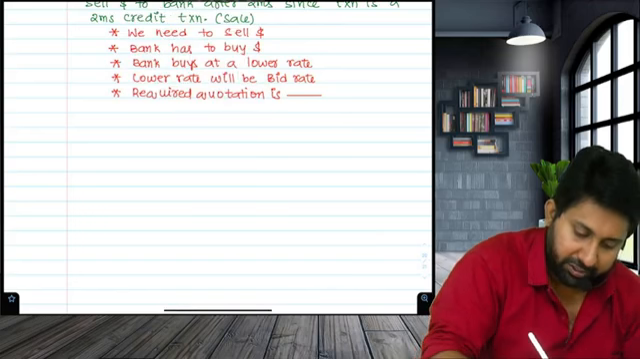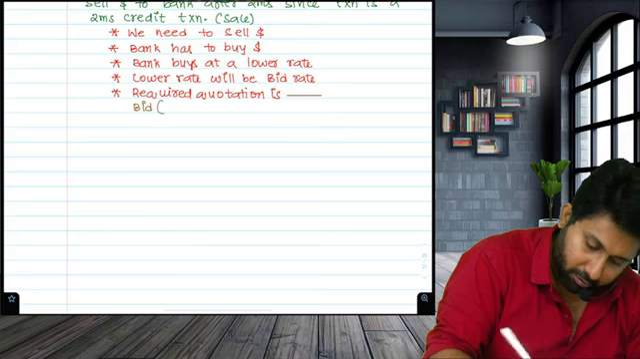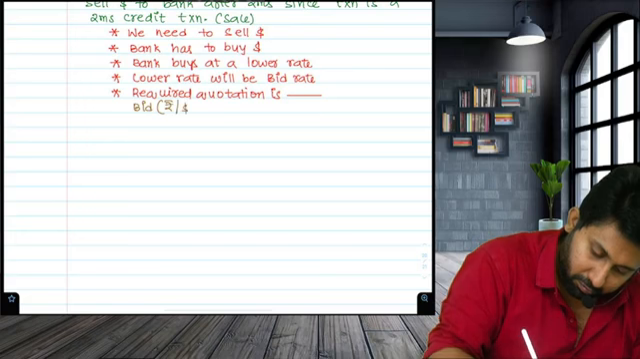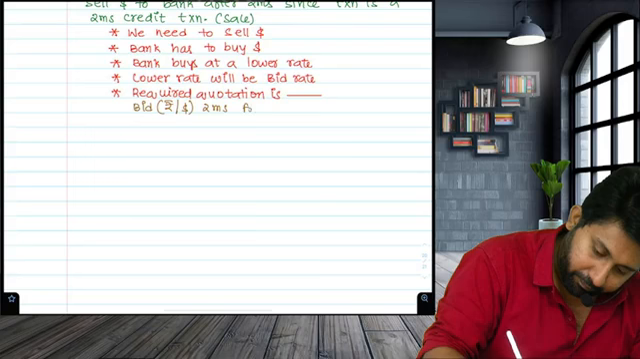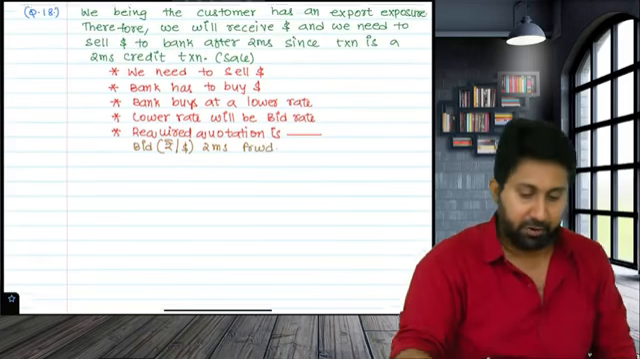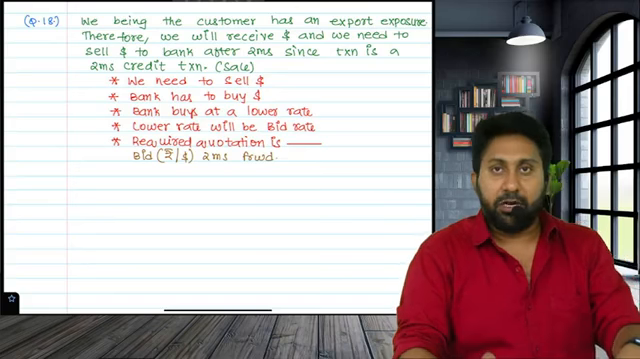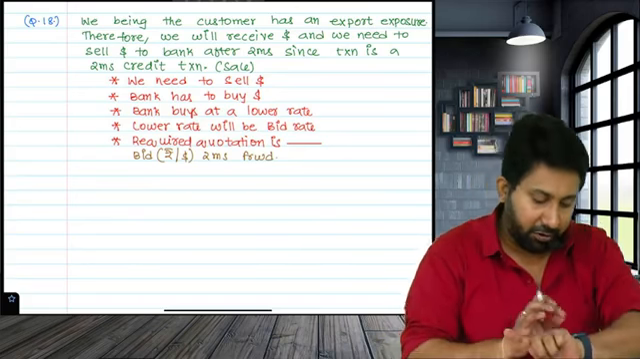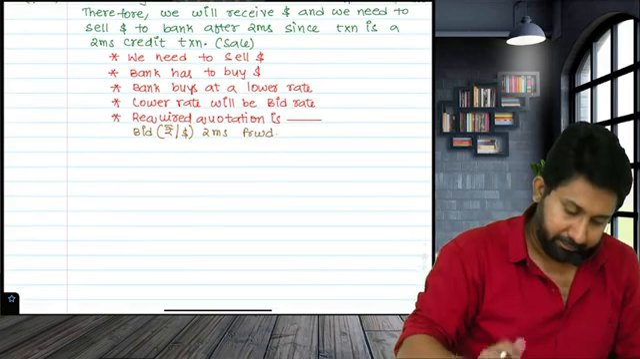Therefore, the required quotation is bid of rupee by dollar, 2 months forward. Like that you need to write in the exam clearly. So bid of rupee by dollar means what? It is the 2 months forward rate we want. Okay, so this is the point.